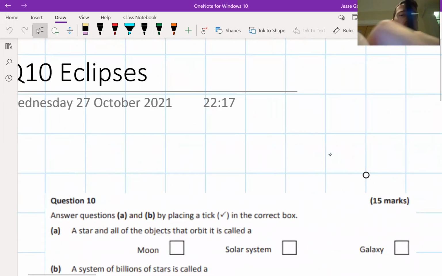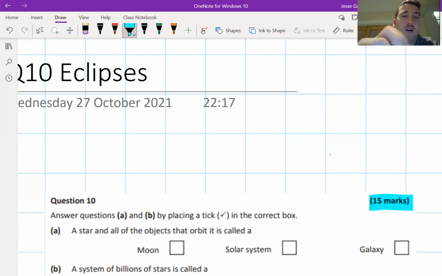All right, so again, quick notice that this was a 15-mark question, which means we have approximately about 5 minutes to complete it. So set your timer now for 5 minutes and we'll get cracking and read it.